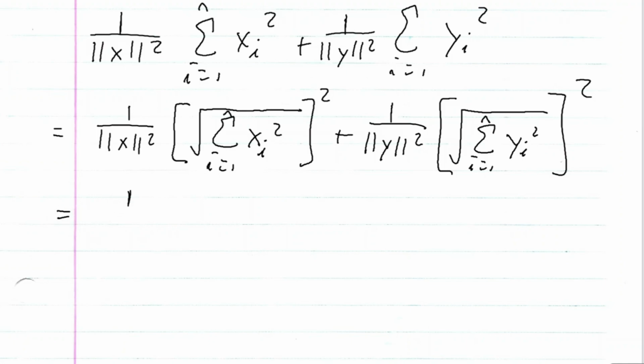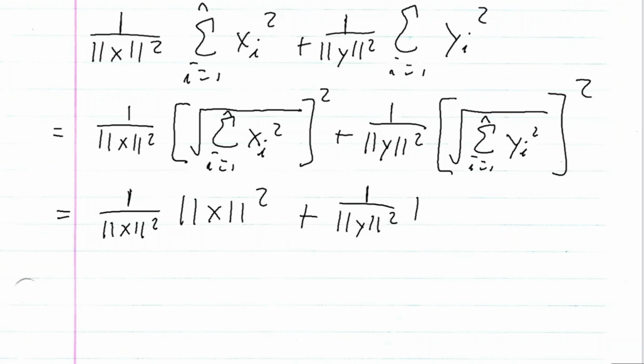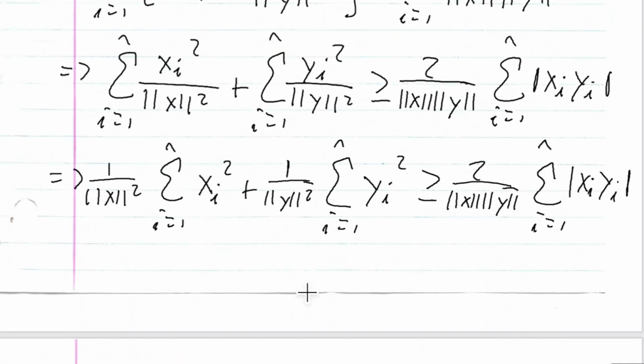So this is equal to 1 over the norm of x squared times the norm of x squared, because this is the norm of x and then we have that square, plus 1 over the norm of y squared times the norm of y squared. And 1 over the norm of x squared times the norm of x squared is just 1, and this is 1 as well. So 1 plus 1 is 2. This side of the inequality is just 2, and we know that 2 is bigger than this right here.